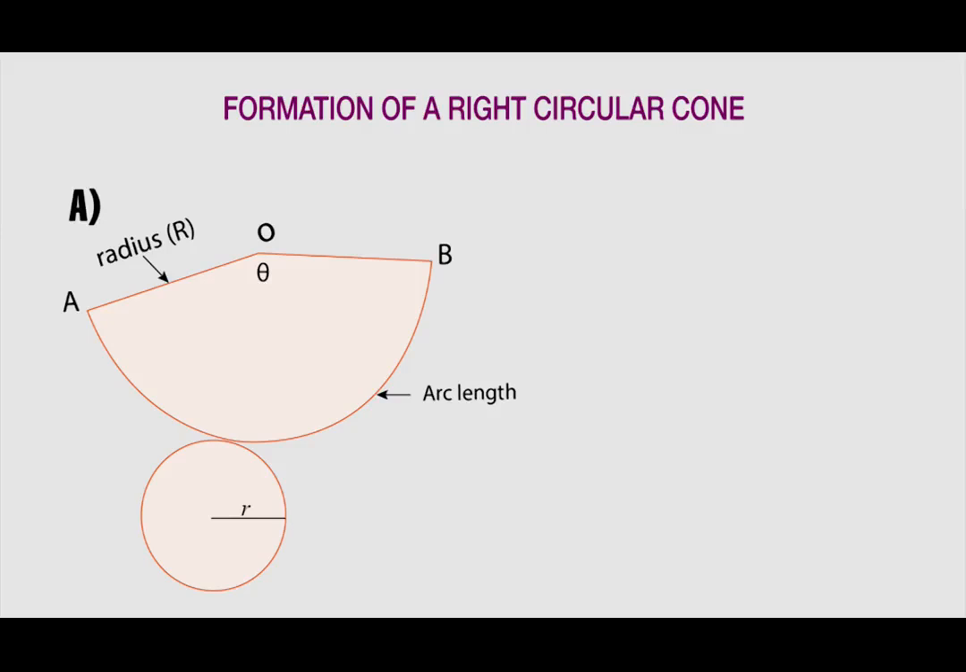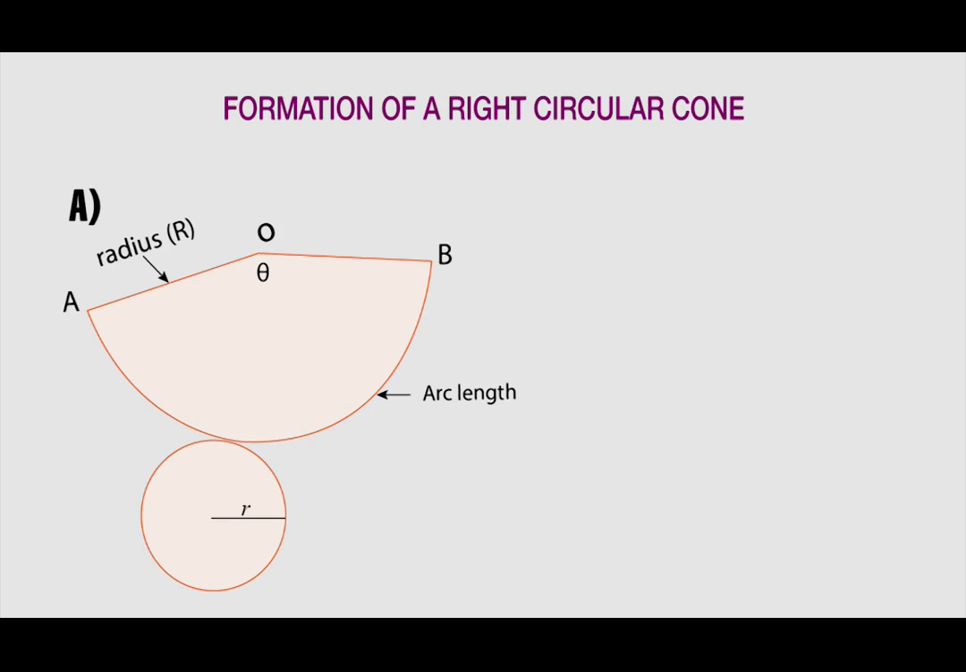We now look at how a right circular cone is formed. A right circular cone is formed from a sector. Let us consider a sector and see how a cone can be formed out of it. You see a sector, we have the radius and the circumference of the sector. In the diagram, the sector AOB, where OA and OB represent the radius of the sector. AB is the arc length of the sector.